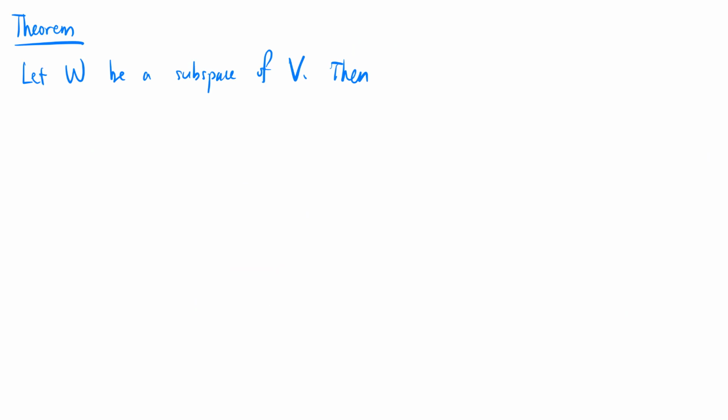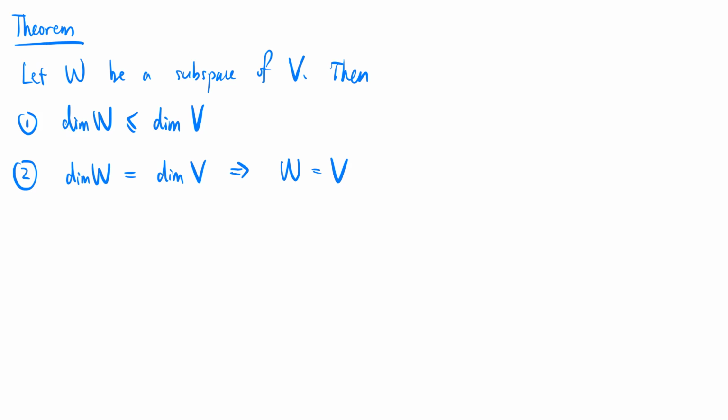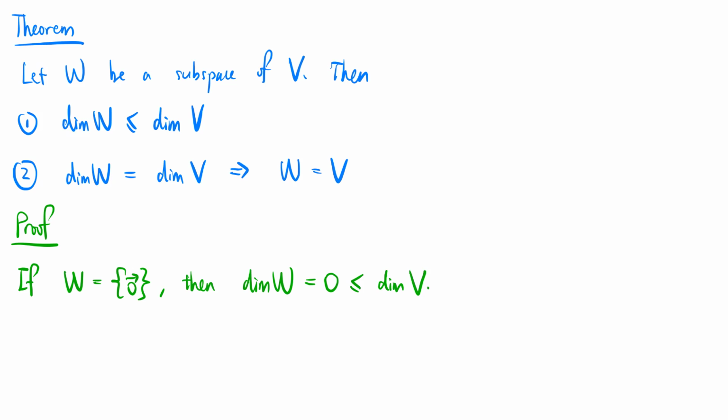Let's show one more theorem. Let W be a subspace of V. Then the dimension of W is less than or equal to the dimension of V. Also, if the dimension of W equals the dimension of V, this means that W is equal to V. To prove this, if W is the zero vector space, then the dimension of W equals 0, which is less than or equal to the dimension of V.